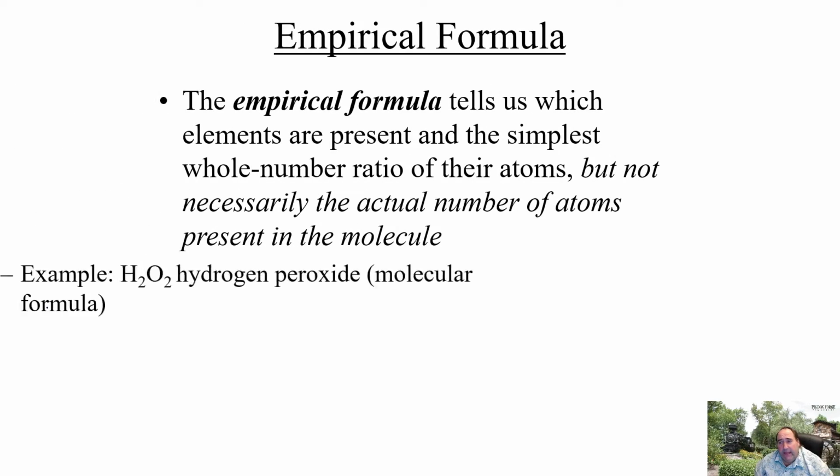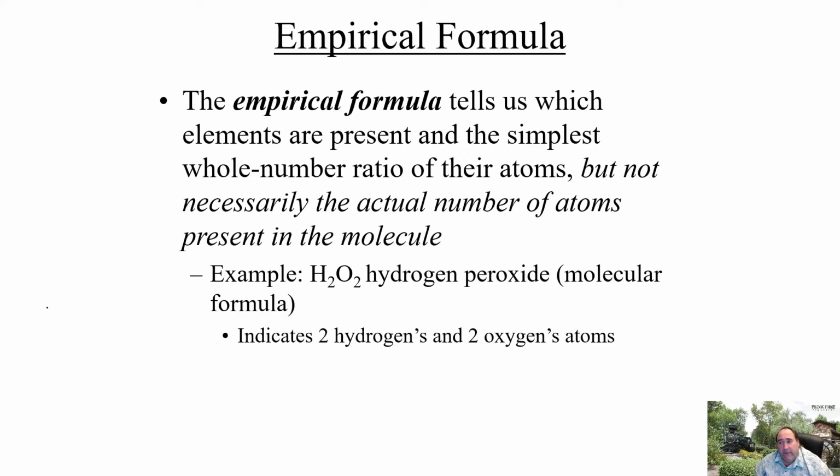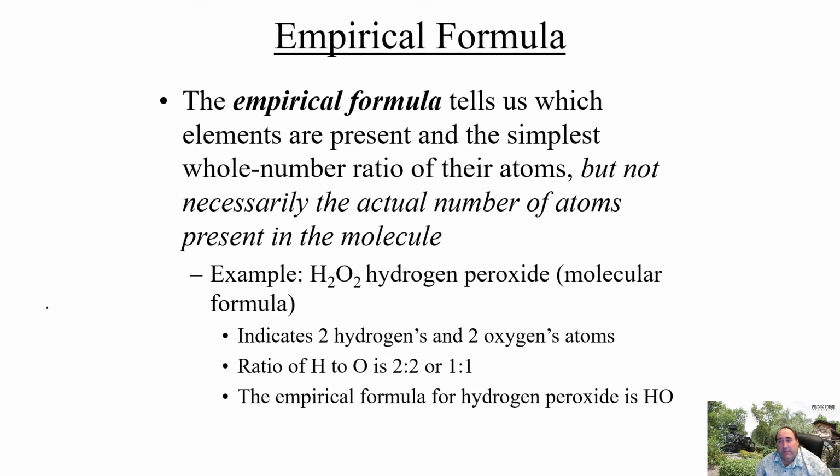Now, different than a molecular formula, which tells you exactly what is present in a particular compound, another type of formula is what's referred to as the empirical formula. And the empirical formula is basically the simplest whole number ratio of what is present. So it may not necessarily be, as it says there, the actual number of atoms in a particular molecule, but it is the simplest whole number ratio of those elements present.